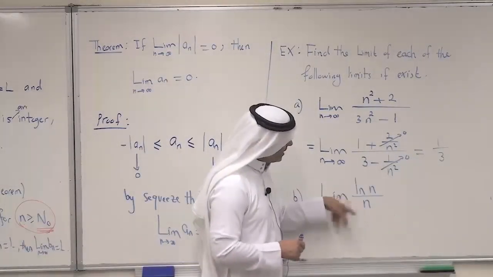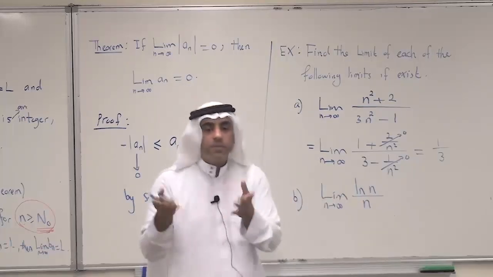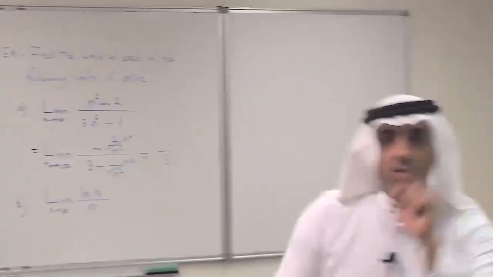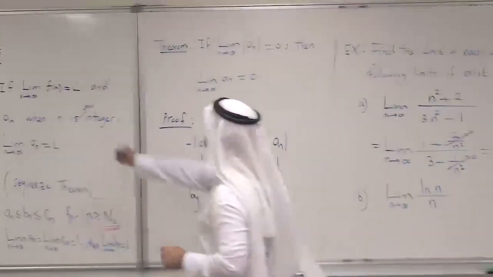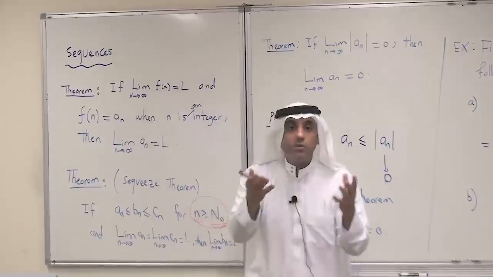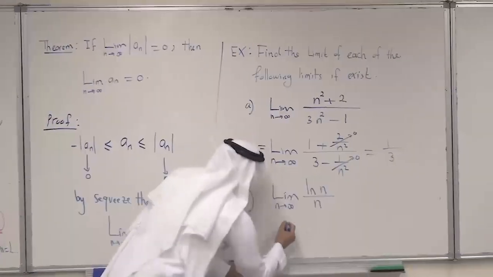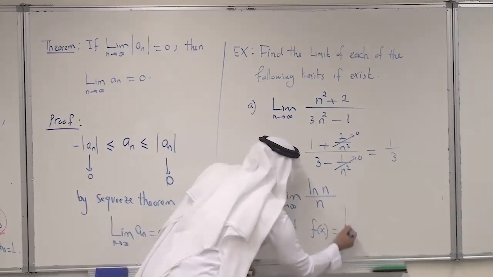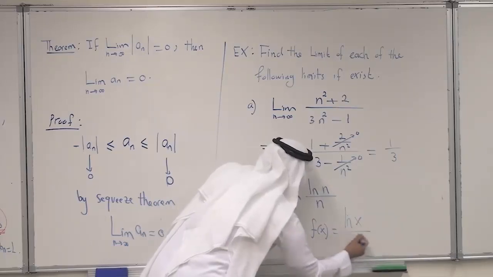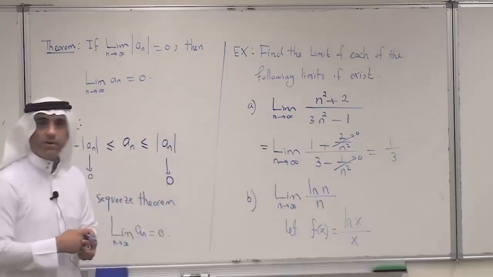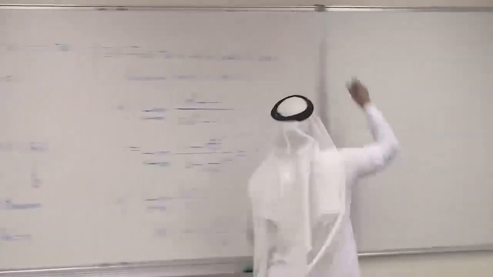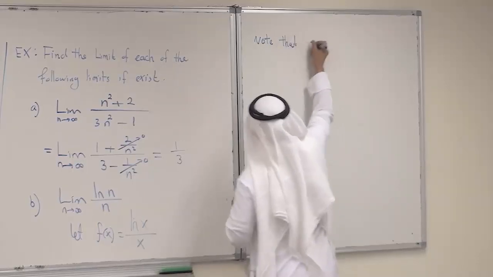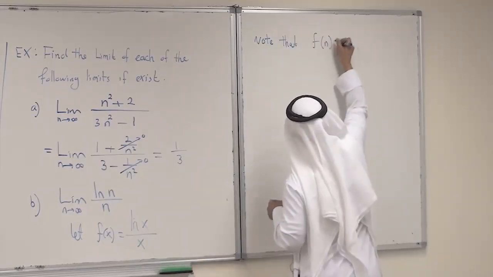If we need to use L'Hopital's rule as a tool, we need differentiability. But do we have differentiability for sequences? The answer is no. That's why this theorem is important here. So what should we do then? Let the function f of x be defined to be ln of x over x. And note that, what do we have here? f of n is exactly equal to what?